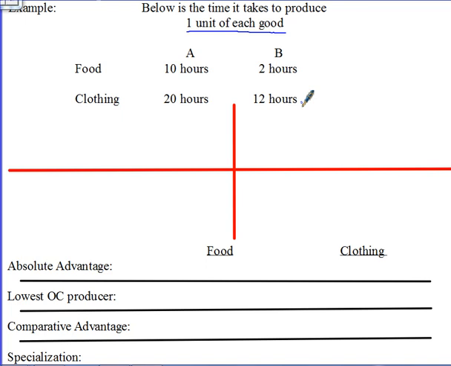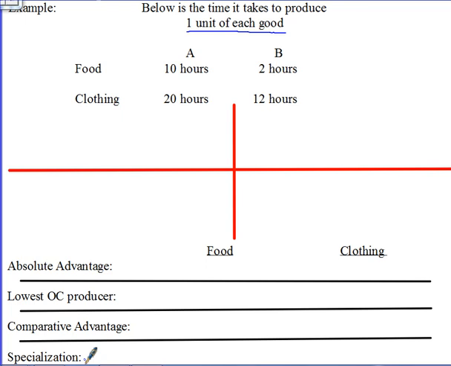So what we're saying here is that person A takes 10 hours to produce a unit of food, and person B takes 2 hours to produce a unit of food. A takes 20 hours to produce 1 unit of clothing. B takes 12 hours to produce 1 unit of clothing. And we want to find who has absolute advantage, who's the lowest opportunity cost producer, who has comparative advantage, and who will specialize in the production of what good.